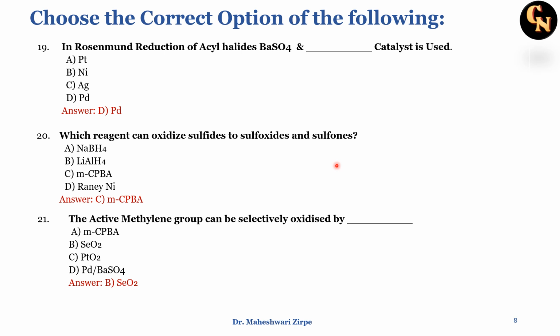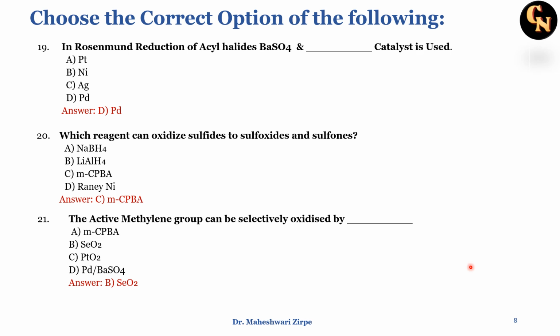Which reagent can oxidize sulfides to sulfoxides and sulfones? The correct option is C, that is metachloroperbenzoic acid. C is the correct option. Now the next one, that is the last MCQ. The active methylene group can be selectively oxidized by. Which is the correct option? If you see the options, you can recall that selenium dioxide is a reagent which can selectively oxidize the active methylene group.